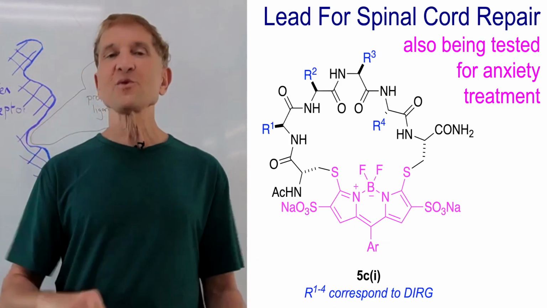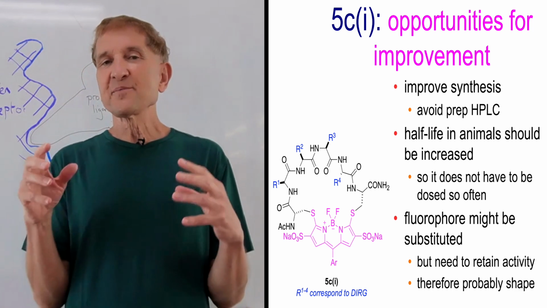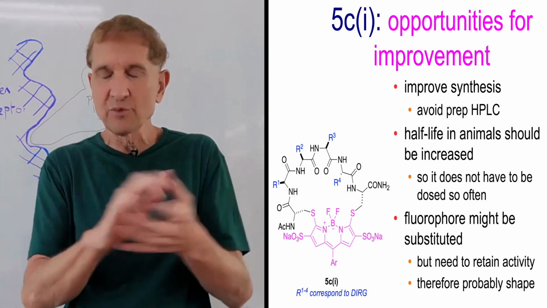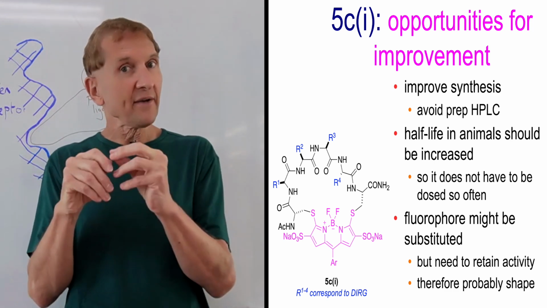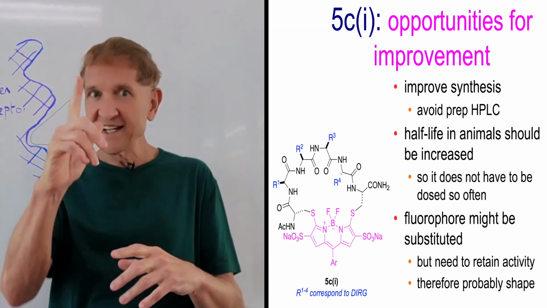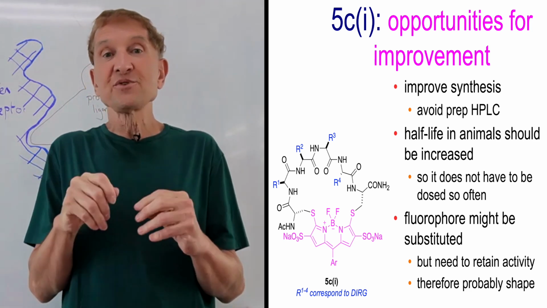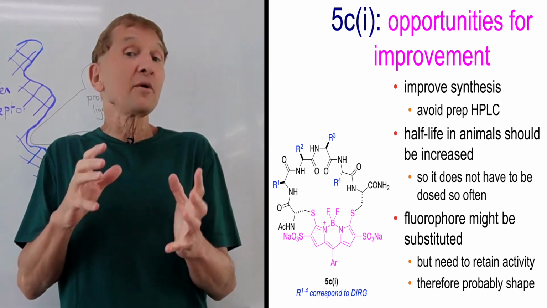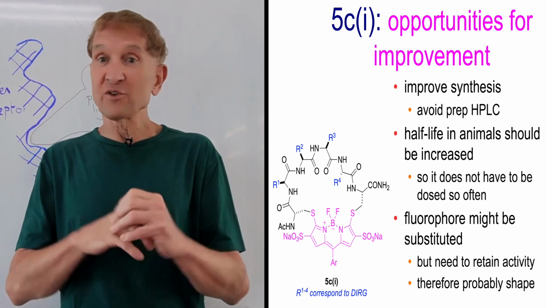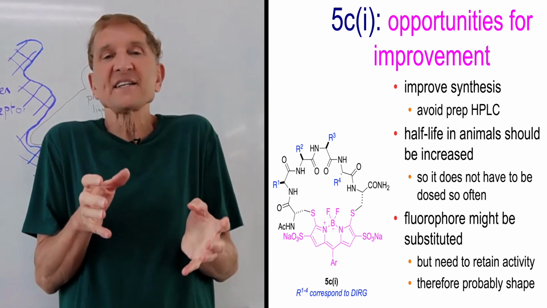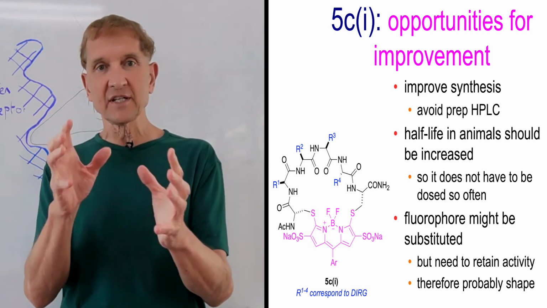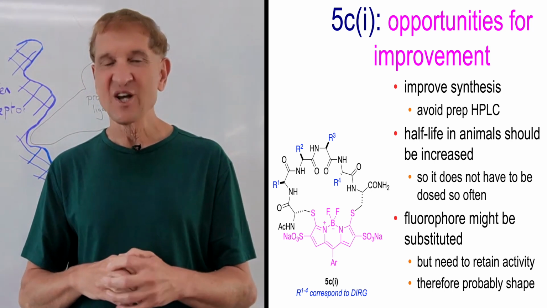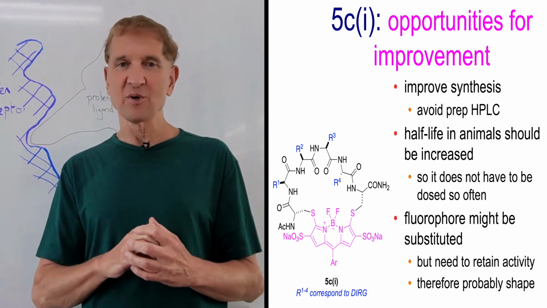But there's other things we must do in research. We must be able to scale up the synthesis of 5C1 so we can provide lots for animal studies. And that's difficult to do if you have to prep HPLC. So I've got an idea for doing that. We'd like to be able to increase the blood residence time for 5C1. In other words, make its pharmacokinetics more favorable. I've got a very good idea for doing that. And we'd like to also be able to increase the affinity of 5C1 for the TRK receptors. And I've got an idea for doing that. All we're working on at the moment.